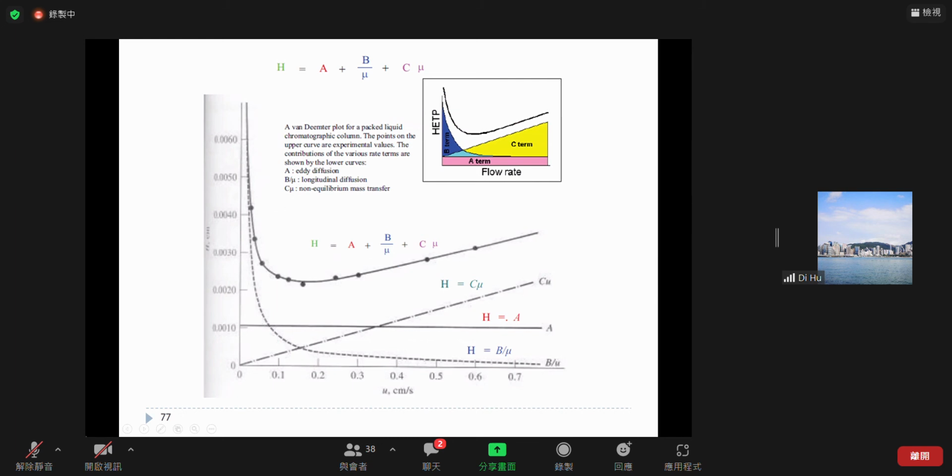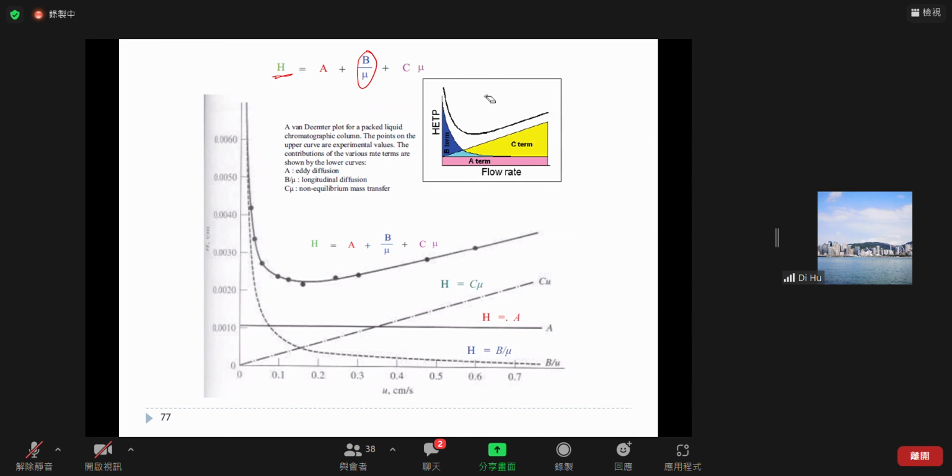Let's take a look. Now the B term is much smaller than in GC. So when compared with GC, the plate height in HPLC is smaller, and the optimized speed is also much smaller than in GC. If GC is somewhere here, maybe even higher this way, it's like this figure, just to illustrate.